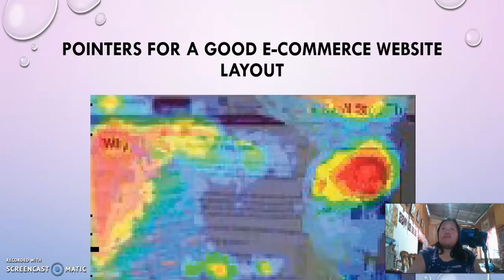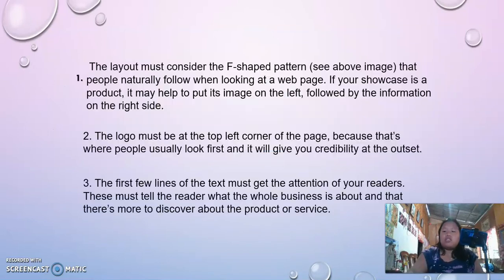Next, now for additional information, pointers for a good e-commerce website layout. So, a colored mapping of the parts of a landing page that viewers look at the most, in red, and look at the least in other colors. So they usually do a colored mapping of which part users or the audience usually look at most, or which part is the least.